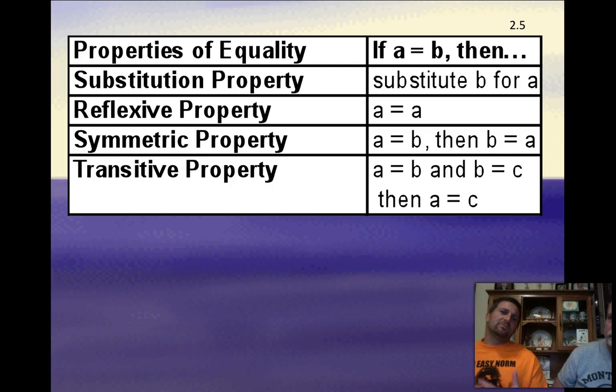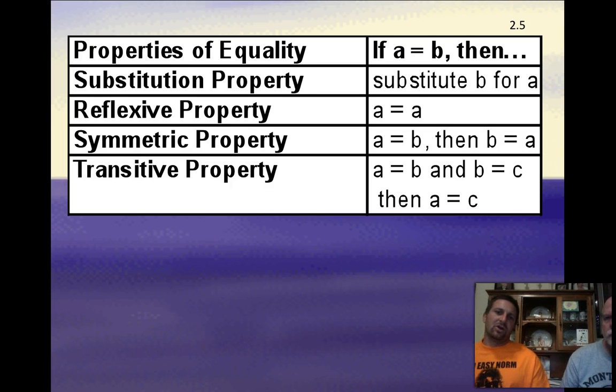Symmetric property, I don't see this one being used as much in geometry. No, not as much. Sometimes here and there. Yeah, it's not very often used, it's not as important, but it is there. But it basically says that if A equals B, then it should be okay to say that B is also equal to A.